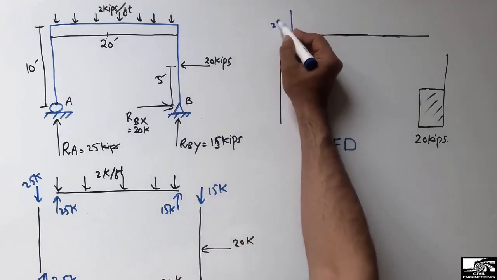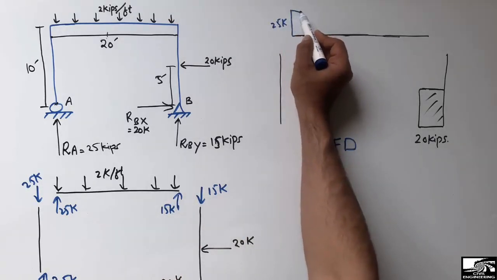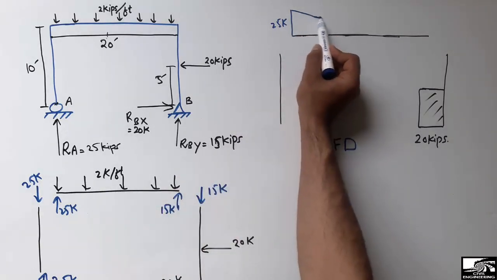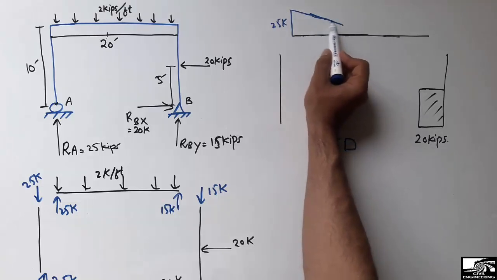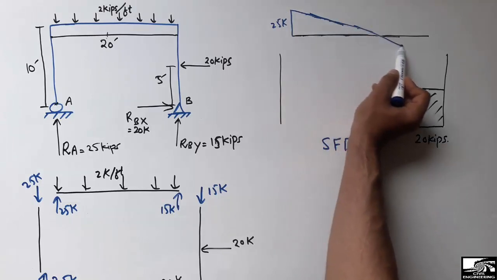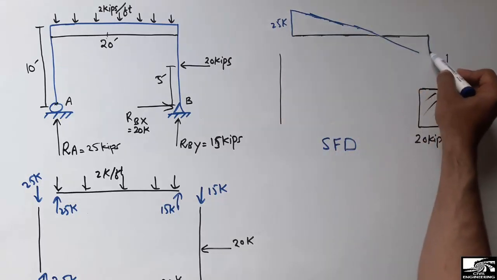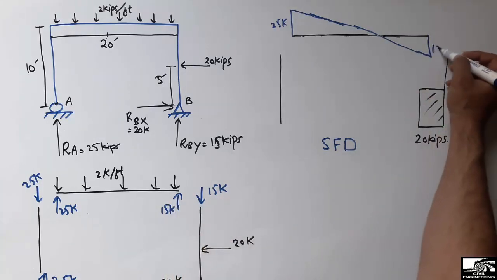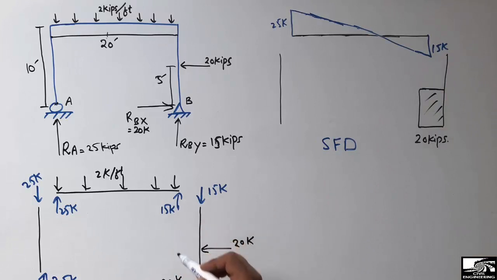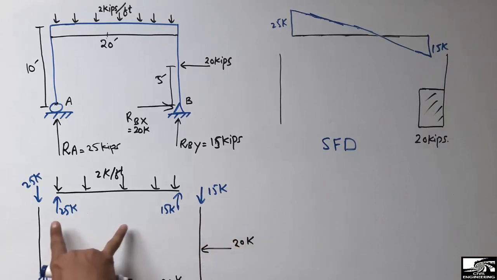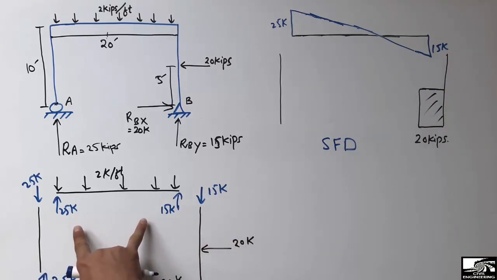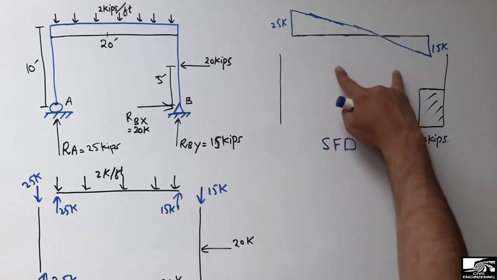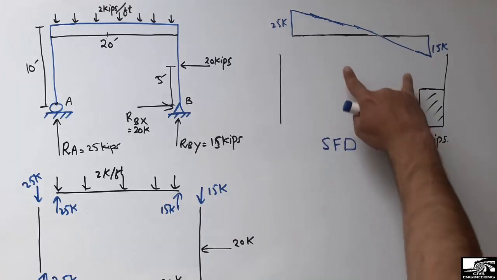25 kip is acting upward, and then the uniformly distributed load is acting in the downward direction, so it will make the shear force in the downward direction, with a magnitude of 15 kips. So 15 kips will be acting in the upward and the downward direction as well. So you can see here how I draw the shear force diagram for this beam.